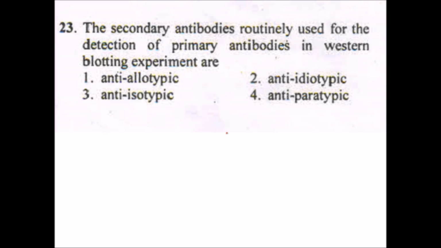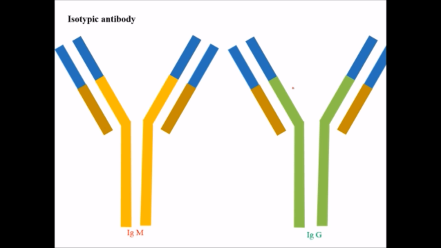Okay, now the next question. This is about the secondary antibody routinely used for the detection of primary antibodies in Western blotting experiments: anti-allotype, anti-idiotype, anti-isotypic, or anti-paratypic. Before answering this, we must know about allotype, isotype, idiotype, and paratype. So let's start. First, I start with the isotypic antibodies. These are antibodies which are similar in their constant regions, or the light chains are almost constant, but they vary only in their heavy chains.